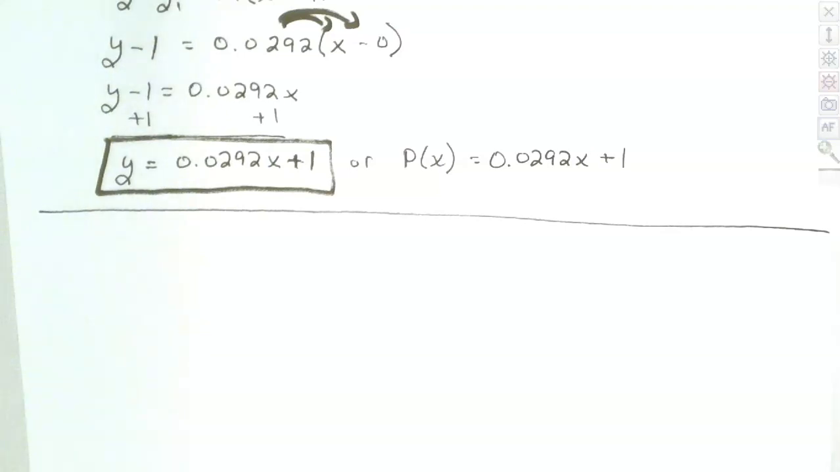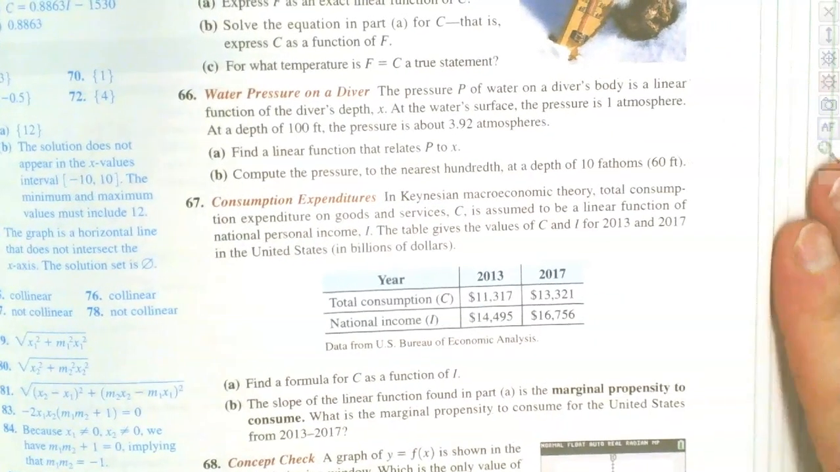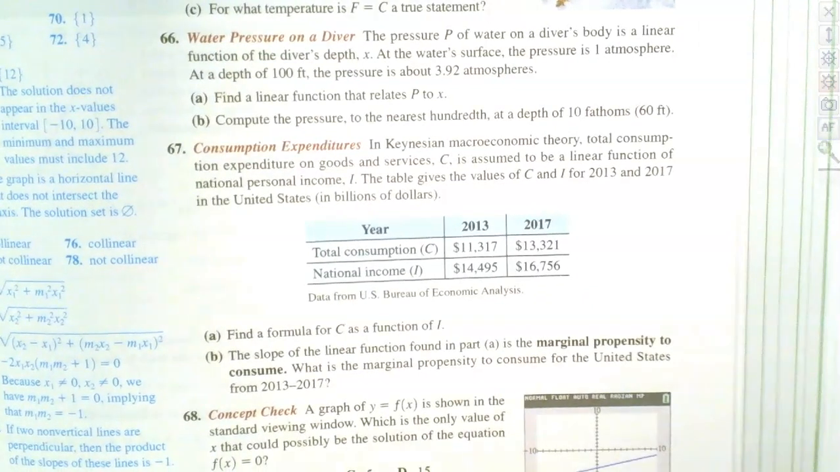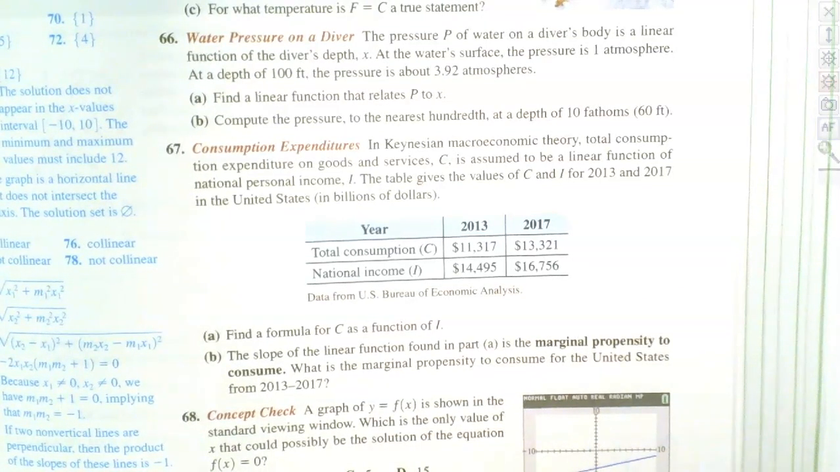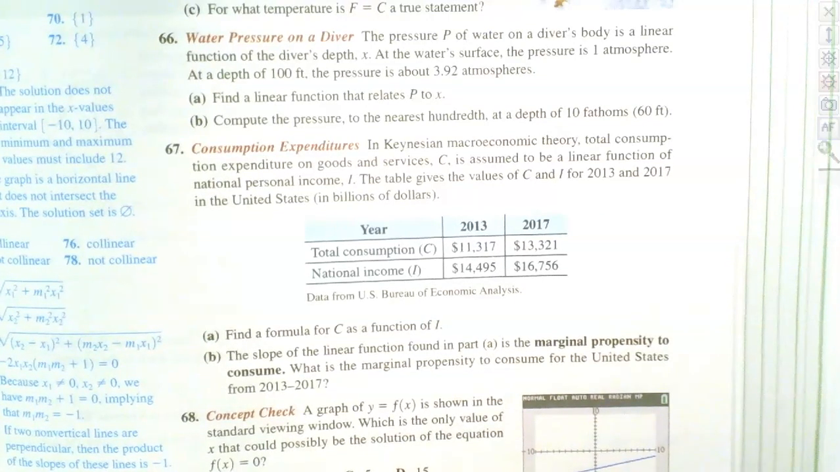67 is just reading a table and doing the same thing. Okay, so 67 is looking at consumption. In the Keynesian macroeconomic theory, total consumption, expenditure on goods and services, C, is assumed to be a linear function of the national personal income, I. The table gives you values of C and I for those years.